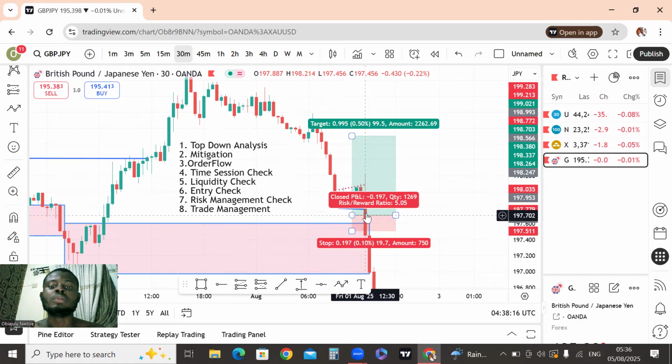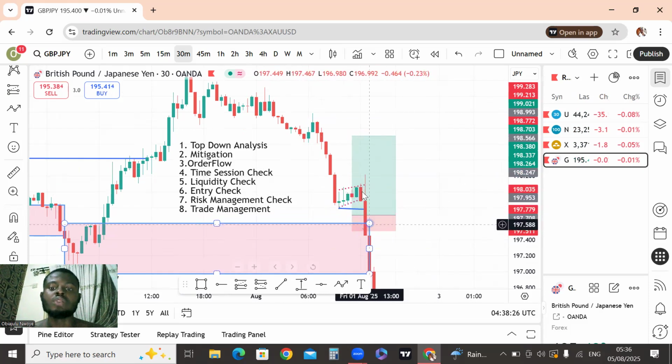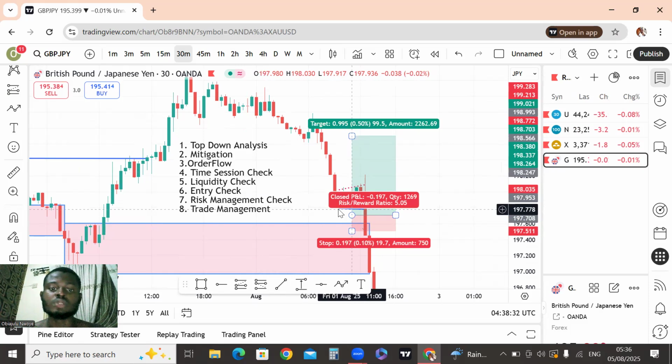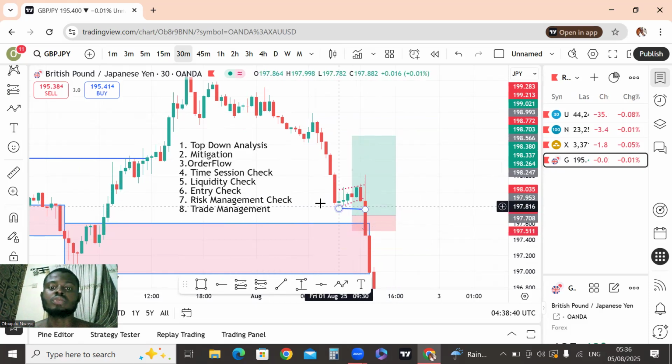But price action was still moving up and down. You can see that this candle is an aggressive candle. It was still moving up and down, up and down. Am I going to close this low or not? But eventually, it closed this low and made this a structure on its own.